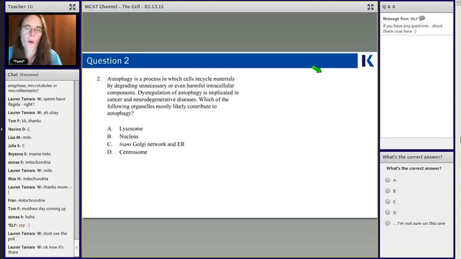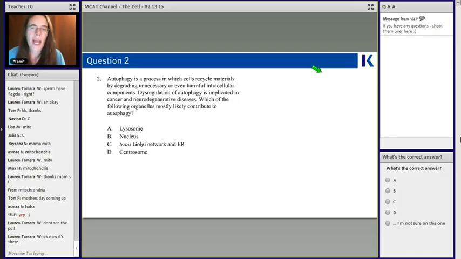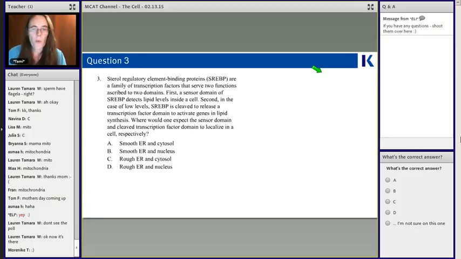Which of the following organelles most likely contributes to autophagy? So I'm seeing degrading, recycling materials. I should immediately be thinking, dun, dun, dun, lysosome. Okay, so our lysosome here. All right, nice job with that. We are going to go ahead and look at just a couple parts of this question to bring your focus on it, and then we'll let you go and do it for homework.